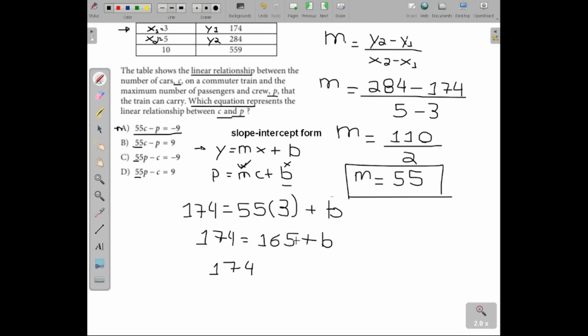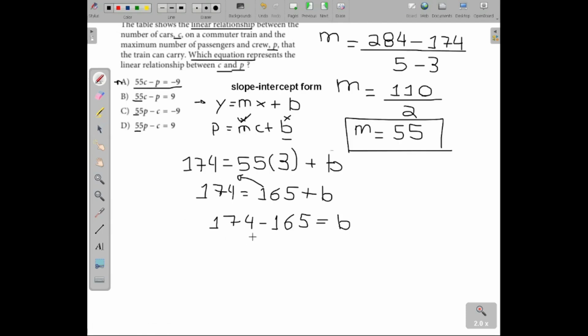174, this positive 165 will subtract to the other side of the equation, negative 165 equal to b. 174 minus 165 is equal to 9. So b is equal to 9. Now we have the slope and the value of b.